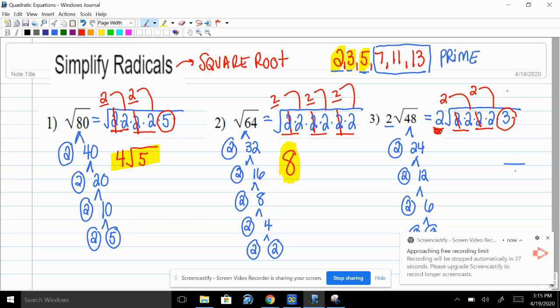Okay, 2 times 2 is 4. 4 times 2 is 8. Radical 3, my leftover on the inside. So your final answer there is 8 radical 3. Okay, pretty easy, guys. Factor trees to help us simplify radicals.